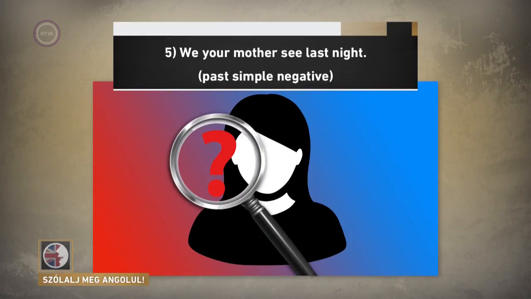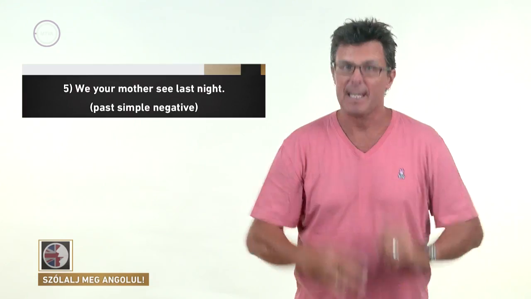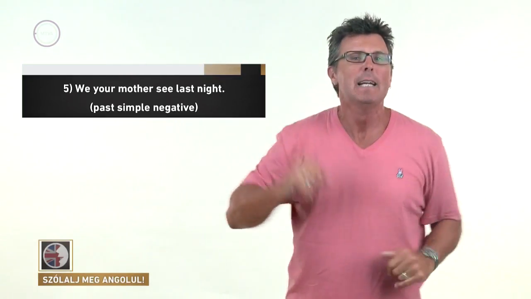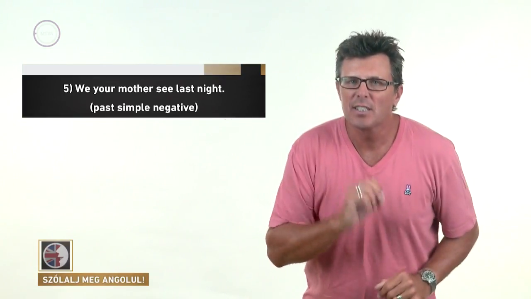What's next? Aha, a past simple negative sentence. Easy. Which verb do we need to use as the auxiliary verb? That's right, the past tense of do, did. And what about conjugation? There isn't any! Ha! Okay, so what are we going to start with?